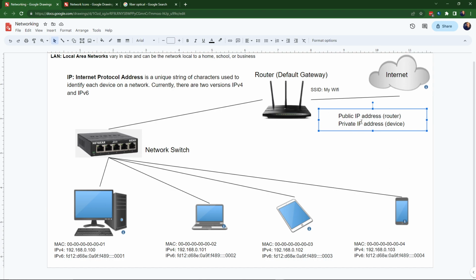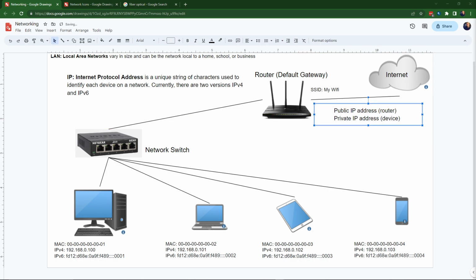And then the private IP addresses, which are what we'd have down here, those are for the private devices on the network. So outside of your network, no one sees the private IP addresses. They don't exist anywhere except on your network, right? And then in the router, the router's public IP address is what the internet sees.